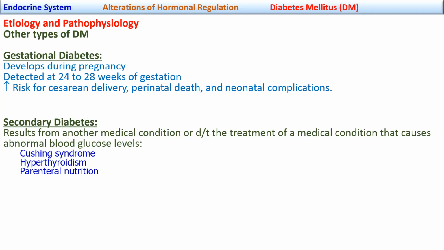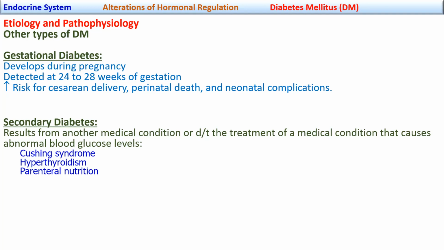Secondary diabetes, which is the type of diabetes mellitus that would result from another medical condition or due to the treatment of a medical condition that causes abnormal blood glucose levels, like patients with Cushing syndrome when they have high steroid production, the adrenal gland producing too much of the steroid cortisone.